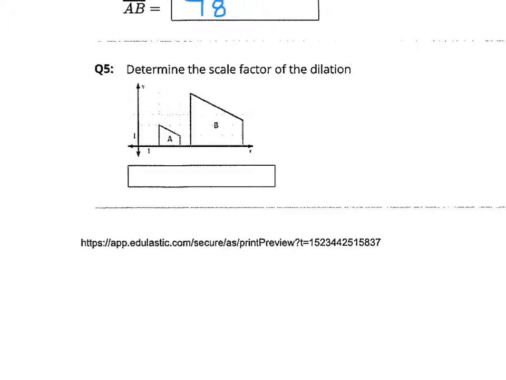We want to determine a scale factor in number 5 of the dilation from A to B. Now it's kind of hard to see, but there are grid lines. Like here's 1, 2, 3, 4, 5, 6, 7. You can just barely see them. So this is 2 units wide, and this one is 5 units wide. So we went from 2 units to 5 units. To write the scale factor, all you've got to do is make it a fraction.